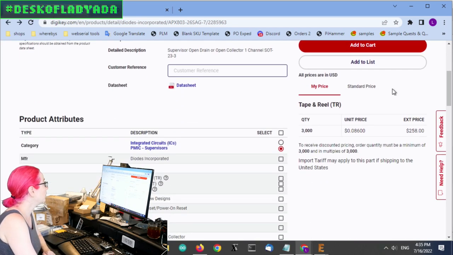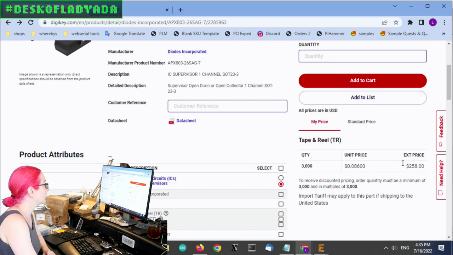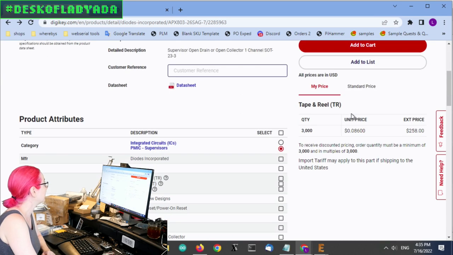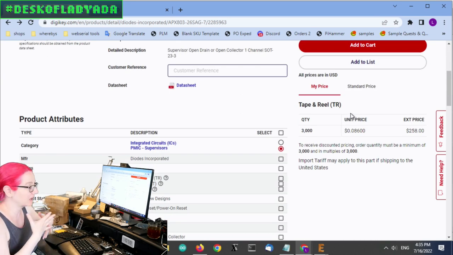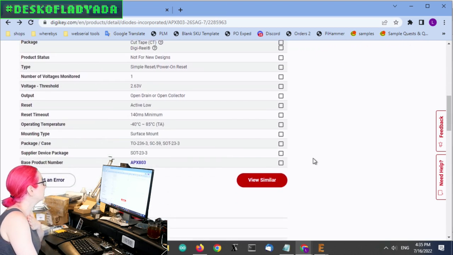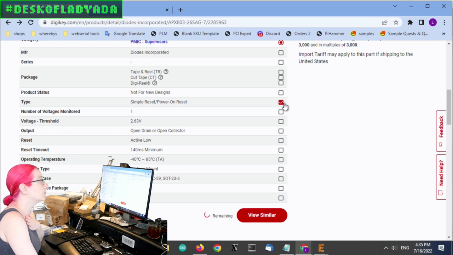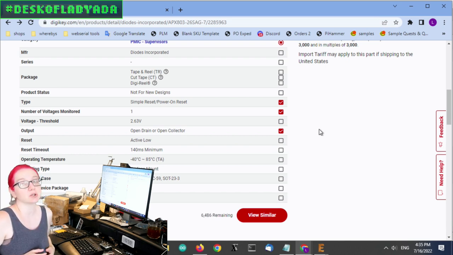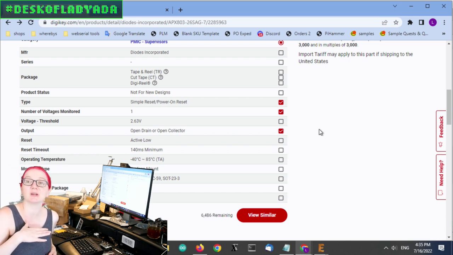So let's see what we've got. Again, we used to pay about 9 cents for these. We still have some on order, but don't know when we're going to get them because it's last time buy. So let's get something similar. We want something that's a simple power on reset circuit with one voltage monitoring. I do want open drain or open collector because oftentimes I will be monitoring the V-in, the power input, and not necessarily the 3-volt line.